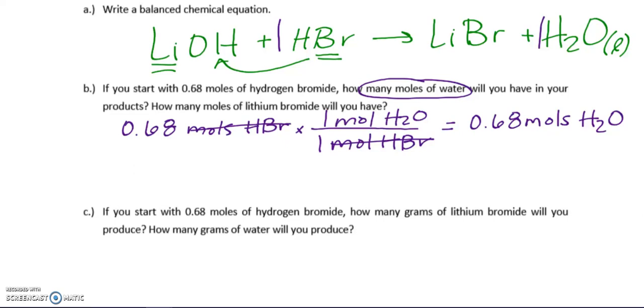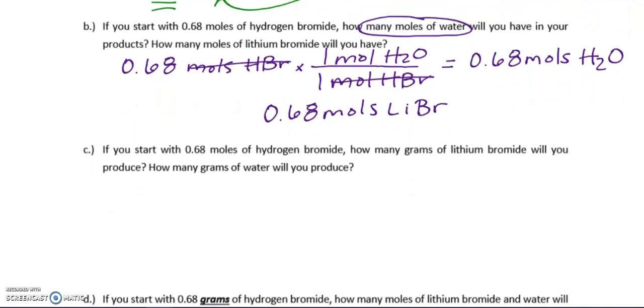And then it says how many moles of lithium bromide do you have? I can push you through the pain of doing dimensional analysis again, but this is a 1-to-1 molar ratio. So for every 1 mole of hydrogen bromide, you're going to get 1 mole of lithium bromide. So I'm just going to write it. So there's a refresher of mole-to-mole stoichiometry.